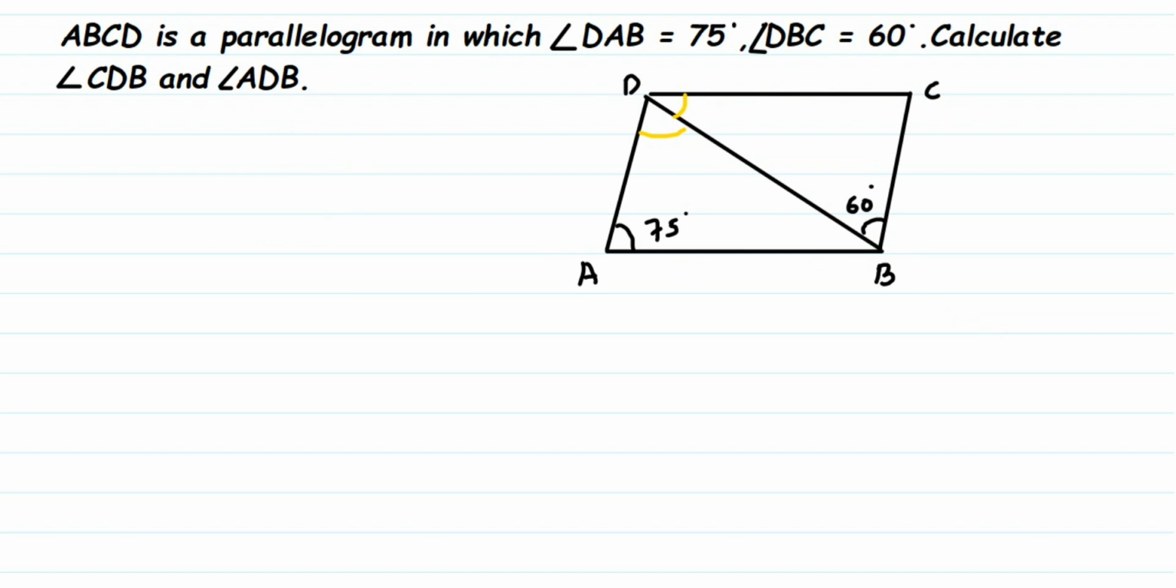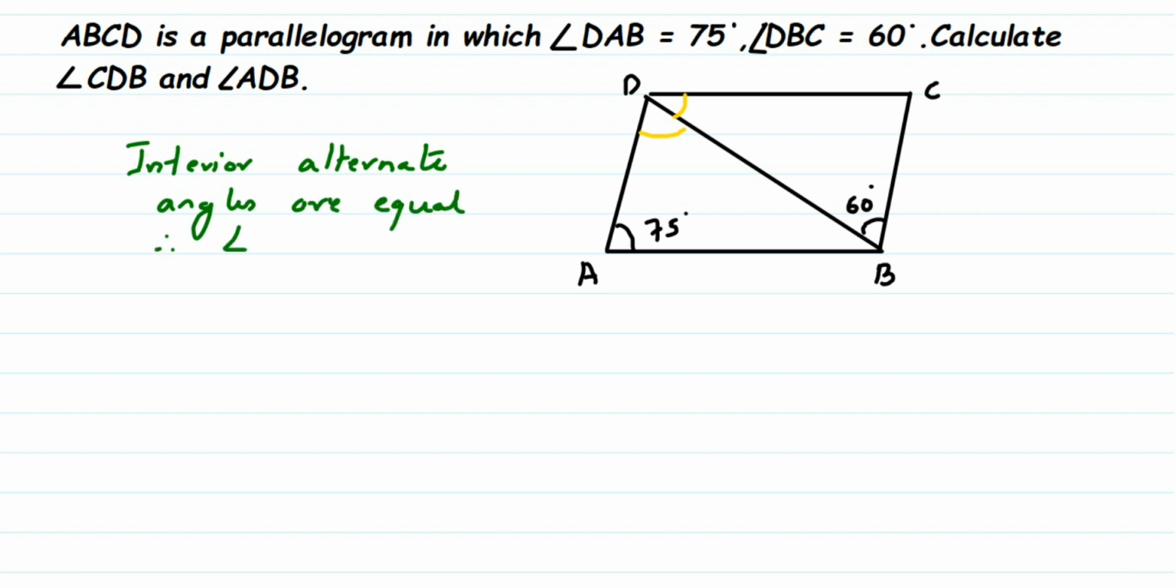Now since interior opposite angles are equal, or we can say interior alternate angles are equal, therefore angle ADB will be the same as angle DBC, and angle DBC is 60 degrees, so therefore we can say angle ADB will also be equal to 60 degrees. So we have found one angle which is 60 degrees.